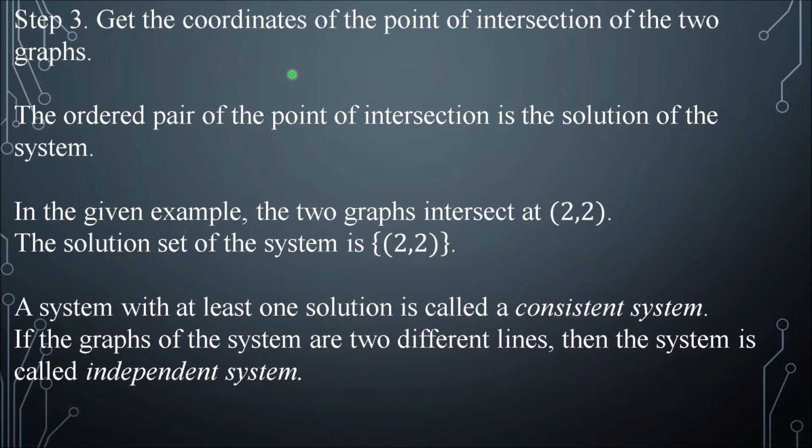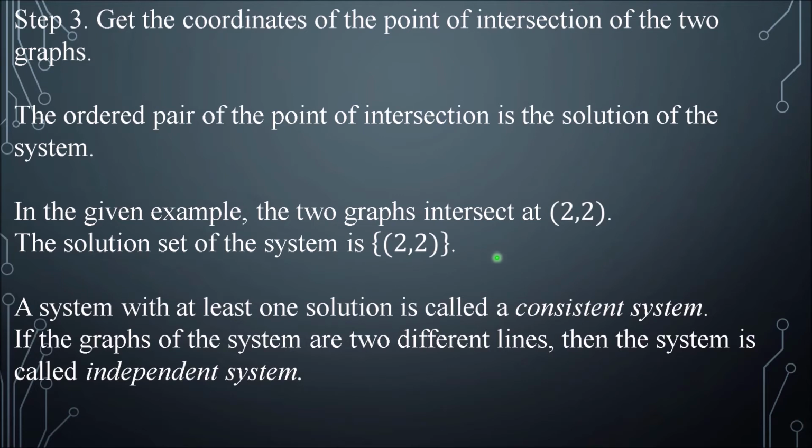The ordered pair of the point of intersection is the solution of the system. So in the given example, the graphs intersect at (2, 2). Therefore, the solution set of the system is (2, 2). So there's only one solution because there is only one intersection.